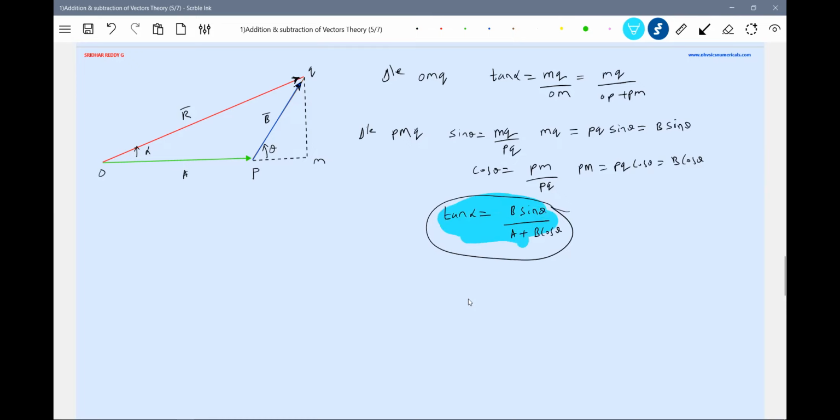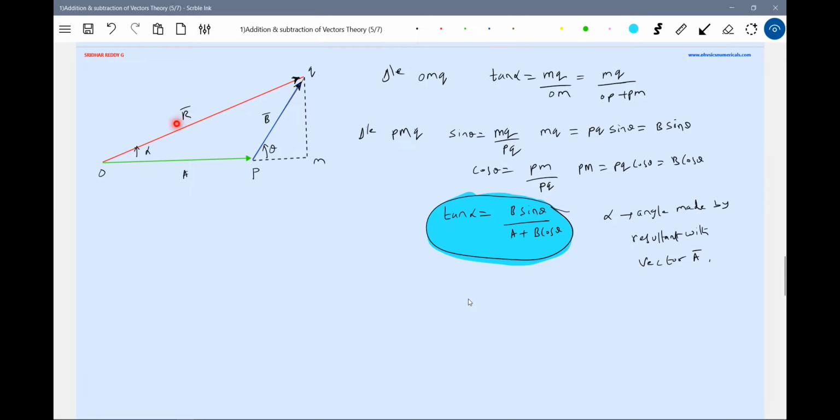So we got the answer. So what is alpha? Angle made by the resultant with vector A bar. So finally, I think that was the goal we tried, and we proceeded to obtain these things. So that's what we got. So tan alpha. What is alpha? Angle made by the resultant with vector A bar.